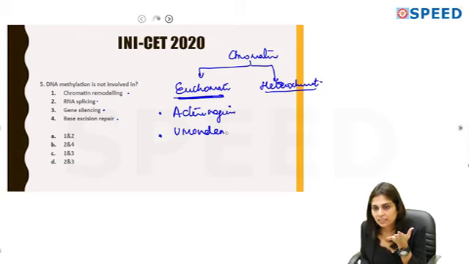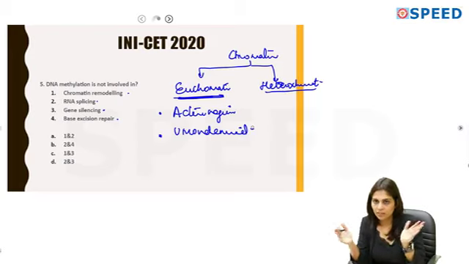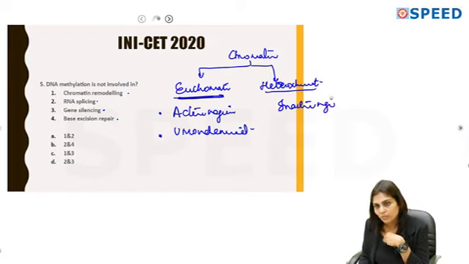I have explained this in detail in the app, in regulation of gene expression as well as in chromatin classification. So it's an active region of the chromosome and it's highly uncondensed. What is the reason behind it being uncondensed? Only when it is uncondensed can there be unwinding, and only after unwinding can there be transcription. So euchromatin is the transcriptionally active region of a chromosome, and for it to be active it has to be uncondensed. Whereas heterochromatin is the transcriptionally inactive region of a chromosome and it will be highly condensed.